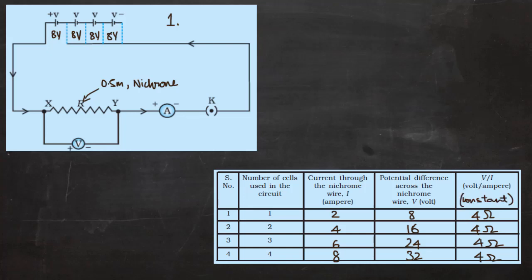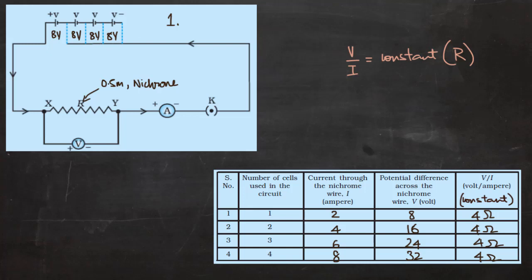Is this in line with our Ohm's law? We said that V by I should be constant. And this constant was nothing but the resistance R. So, we have verified Ohm's law using this simple circuit where we have only been varying the applied potential difference across the circuit.